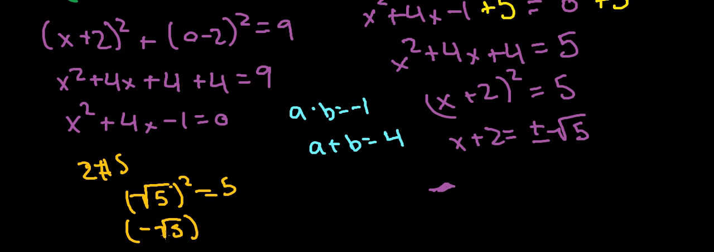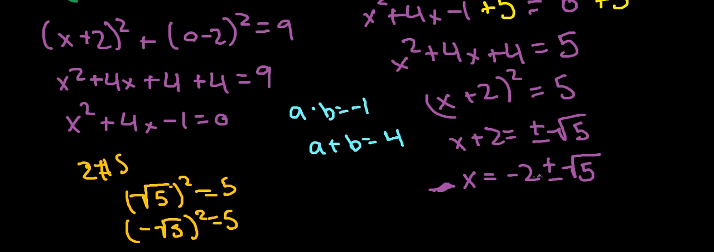We can have the negative square root of 5 squared, and that's also going to give us 5. So you have to know that we're going to get a positive and a minus value. So that's a place where a lot of people are going to mess up. And then we subtract this 2 over. So x is equal to negative 2 plus or minus the square root of 5.